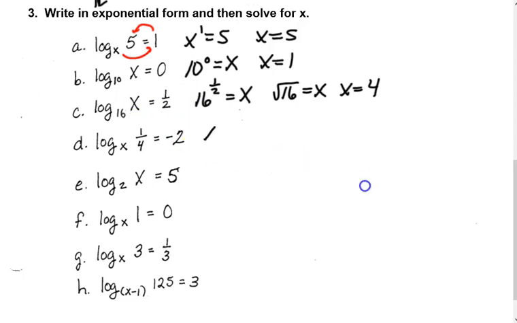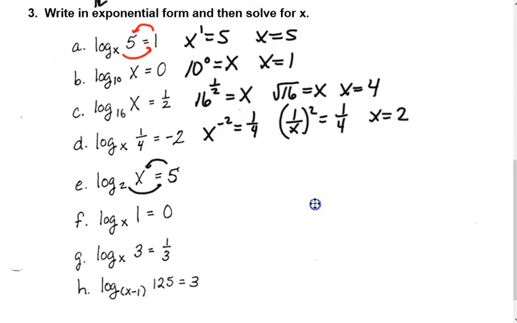The next one, x to the negative 2 equals 1/4. Well, one thing we could think of is x to the negative 2 is the same as 1 over x squared. If 1 over x squared is 1/4, what would x have to equal? X would have to equal 2. So 2 to the negative 2 is 1 over 4. That checks.